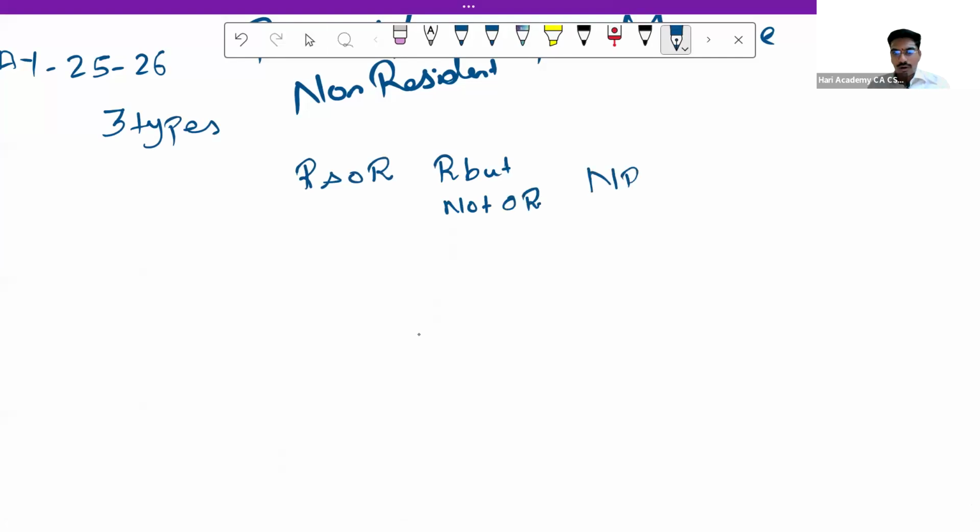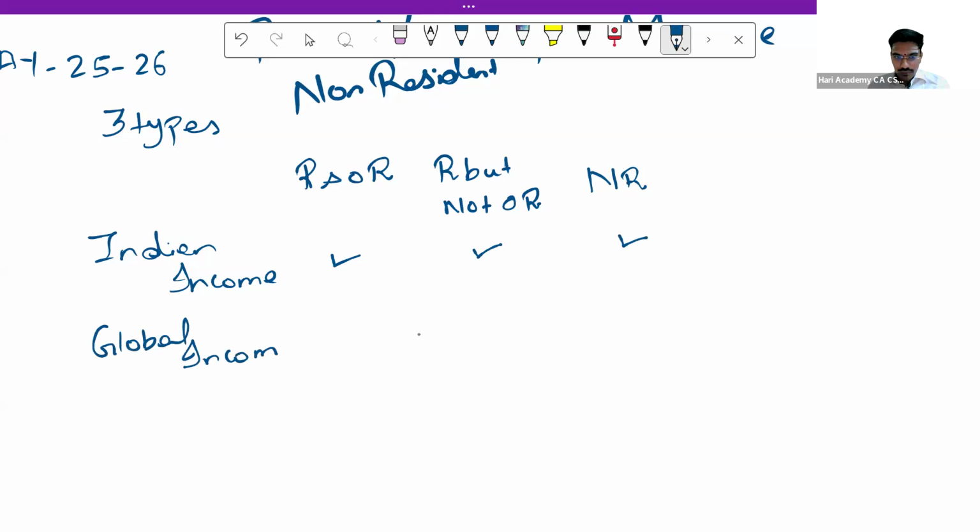Next is non-resident. In case of Indian income, which is earned in India, it is taxable for resident and ordinary resident, it is taxable for resident but not ordinary resident, and it is also taxable for non-resident. Next is global income outside India. It is taxable for resident and ordinary resident. It is not taxable for resident but not ordinary resident. It is also not taxable for non-resident.